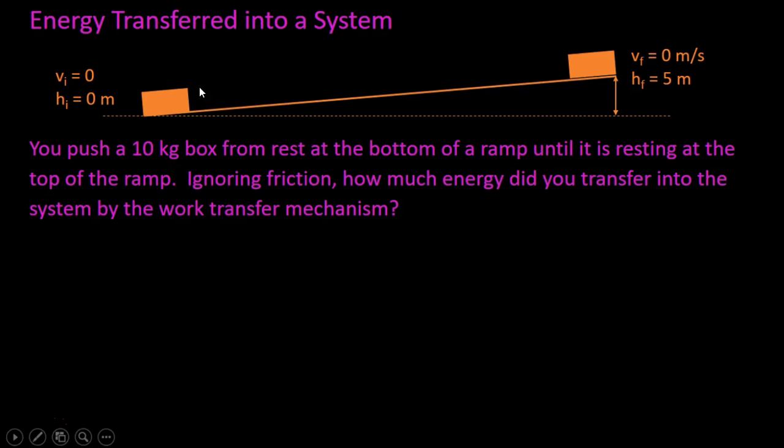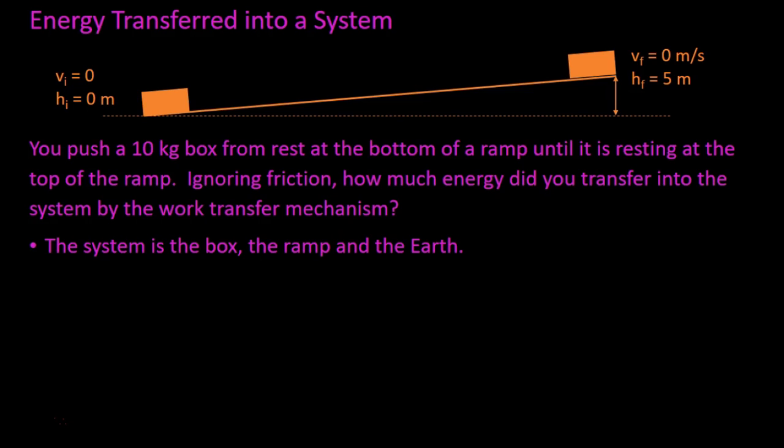Here, energy is transferred into the system. The box is at rest at the bottom of the ramp, and it's the same 10 kilogram box, and then you are pushing it to the top of the ramp where it also comes to rest. Notice that the height of that ramp is 5 meters. So ignoring friction, how much energy did you transfer into the system by the work transfer mechanism?